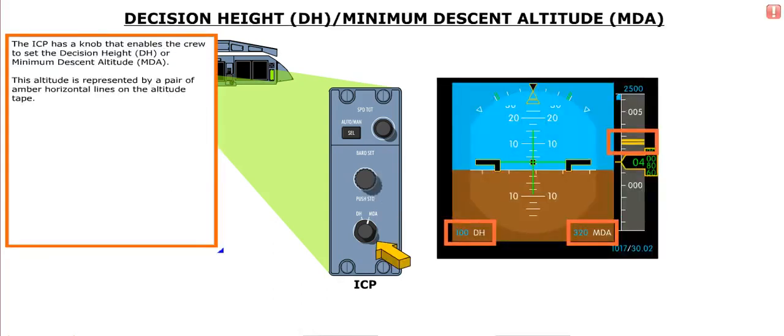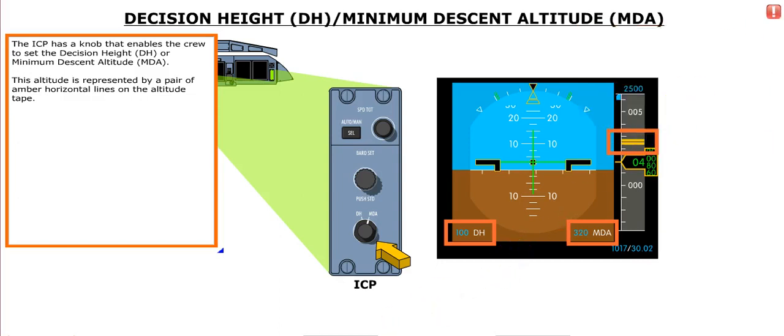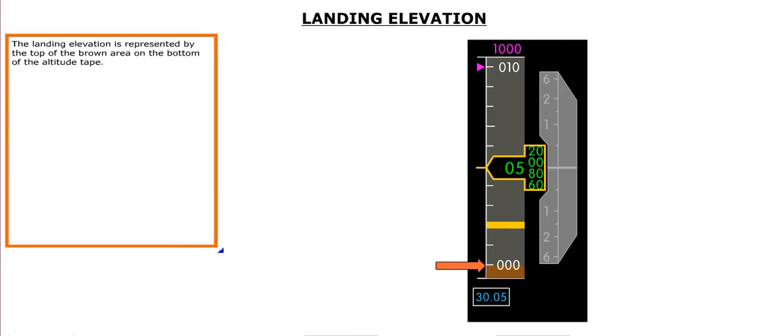The ICP has a knob that enables the crew to set the decision heights, or minimum descent altitude. This altitude is represented by a pair of amber horizontal lines on the altitude tape. The landing elevation is represented by the top of the brown area, on the bottom of the altitude tape.